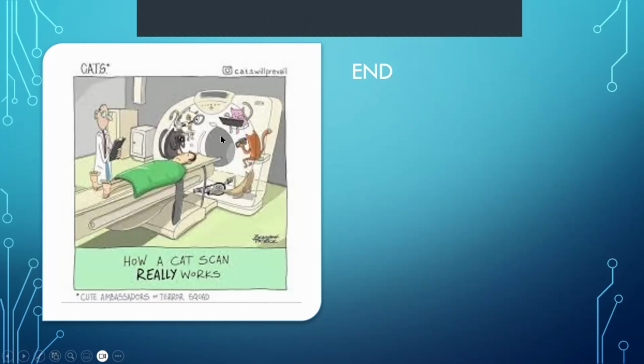Okay. So that's just a joke just to finish off. So how a CAT scan really works.